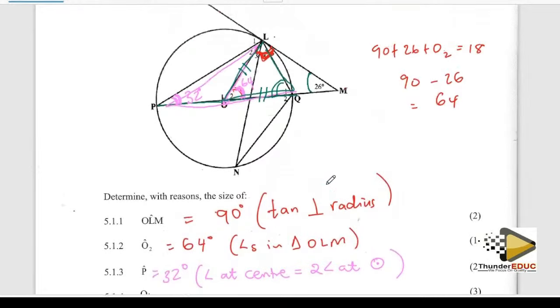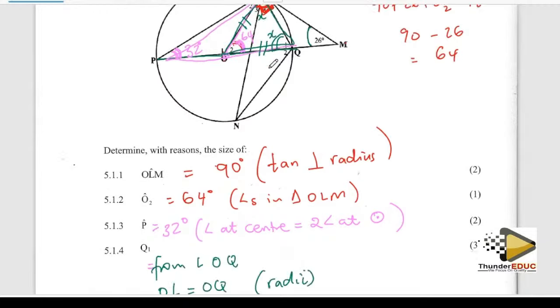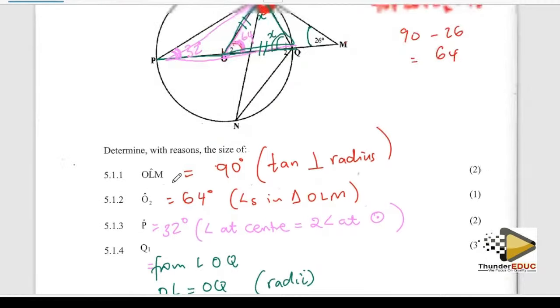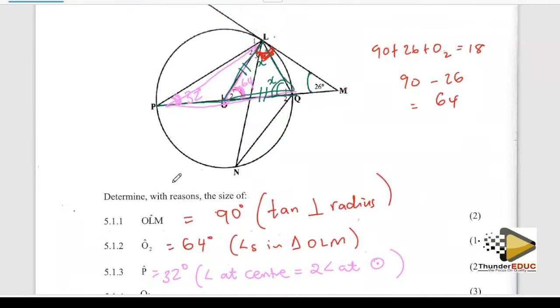And if that is true, then I have an isosceles triangle. So if this is X, then this must also be X. So which means I'm going to get 180 minus 64. 180 minus 64. Okay, it's fine. Let me just do it. Let me use that approach. So I'm saying OLQ.